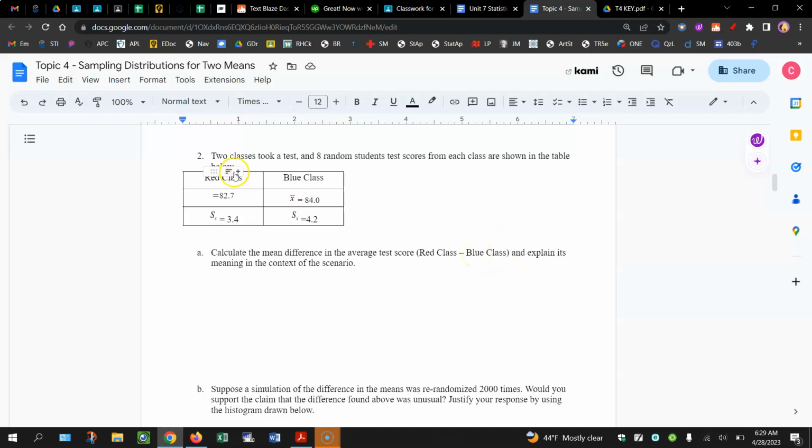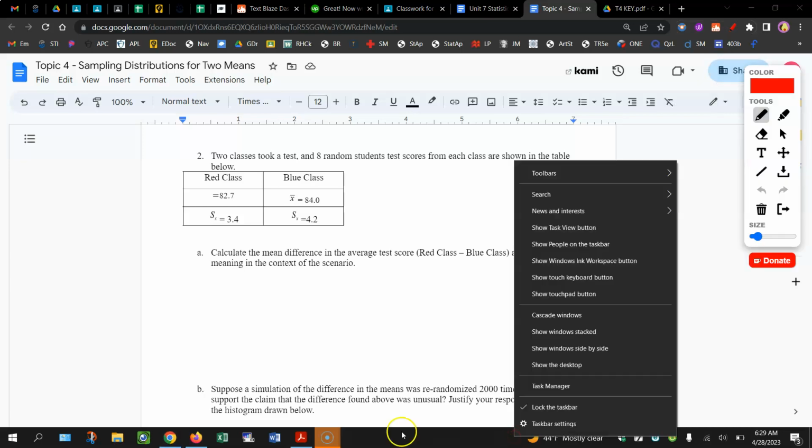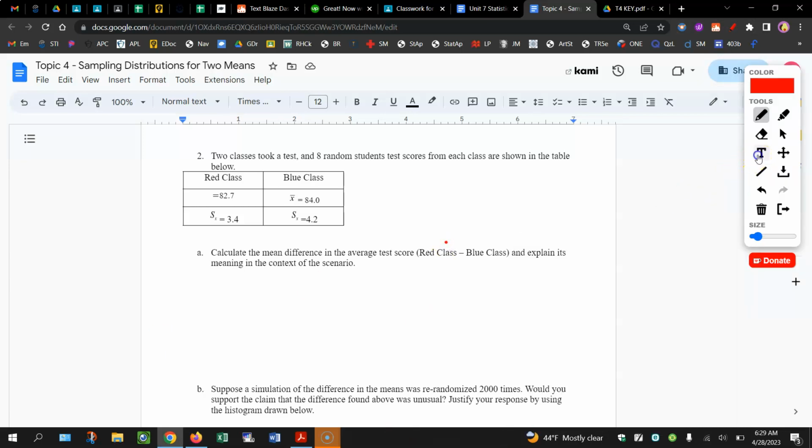So here we have 2 classes that took a test. 8 random students' test scores from each class are shown in the table below. Calculate the mean difference in the average test score. So very similar to what we did in number 1. What we're going to have here is the average test score for the one group and the average test score for the other group.